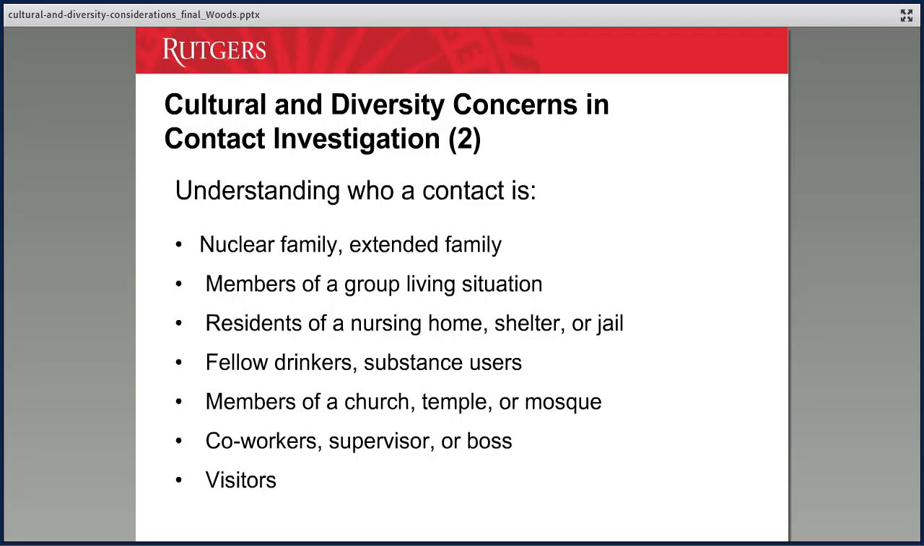Members of a group living situation. Residents of a nursing home, shelter, or jail. That's important to investigate because it's a congregate setting. Fellow drinkers, substance users. Members of a church, temple, or mosque. How long are their services if they are spiritual or religious? Do they spend a lot of time at church or temple or mosque? Some religions, they might be there quite many hours.